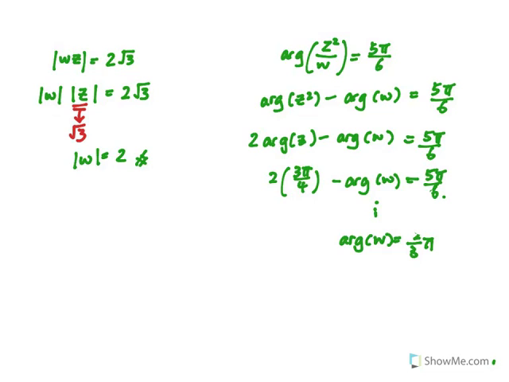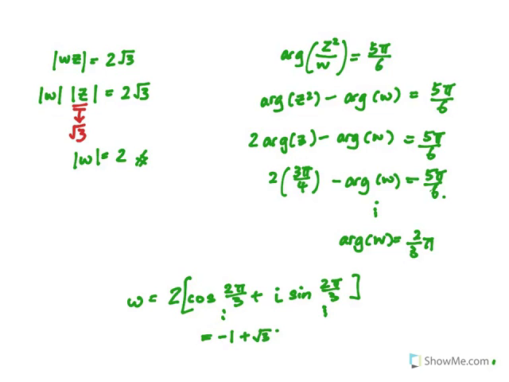With that, we want to find w in the form a plus bi, so we can use the polar form, where w equals r cosine theta plus i sine theta. Try evaluating it by yourself. You'll be able to obtain that w equals -1 plus square root 3 i.